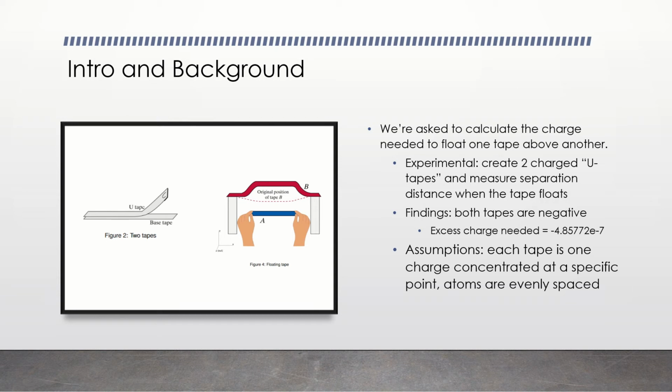In this experiment, we're asked to determine the excess charge that's needed to float one tape above another tape. To do this, we have to create two charged tapes by putting a base tape on a flat surface and ripping another piece off. We can assume that these tapes will have the same charge since they're created in the same manner, so we can just assume that straight from the beginning.